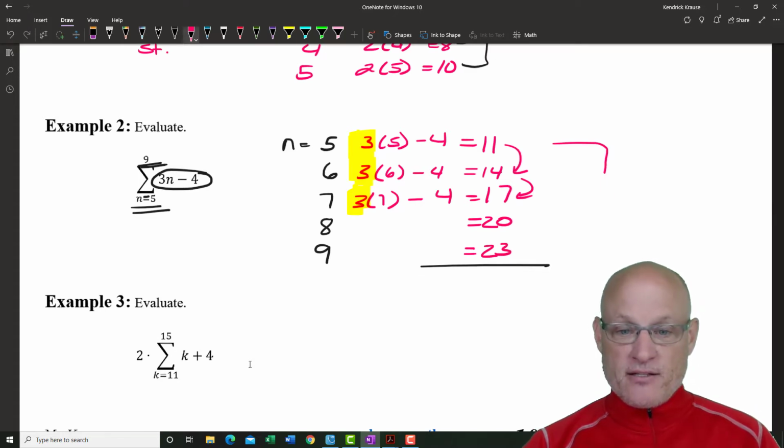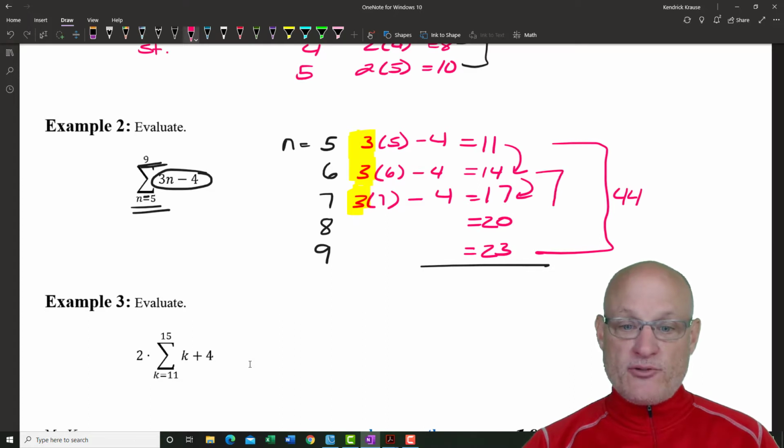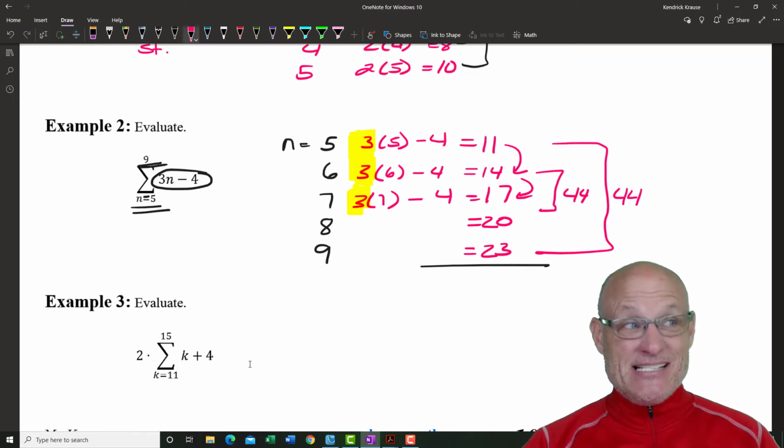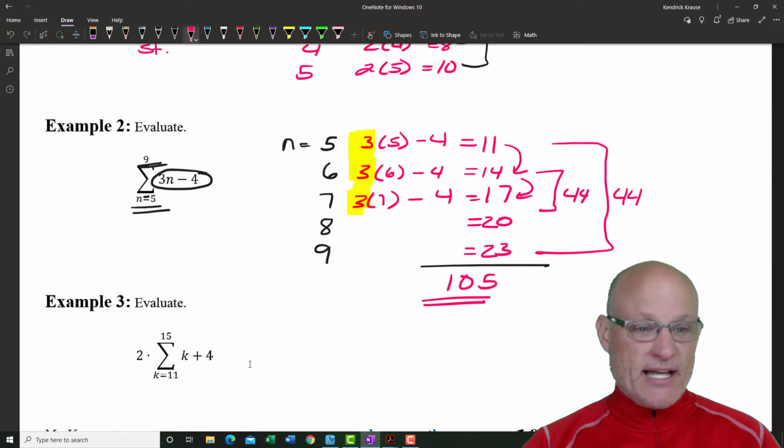And again, these two add up to 44. These two add up to 44. That's 88. 88 plus 17, what is that, 105? So the answer to this question is 105.